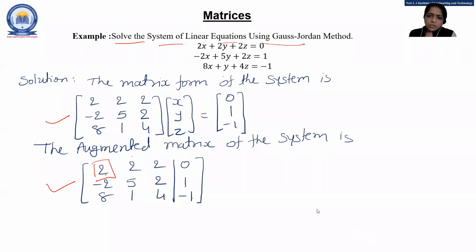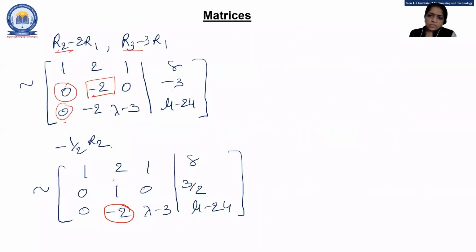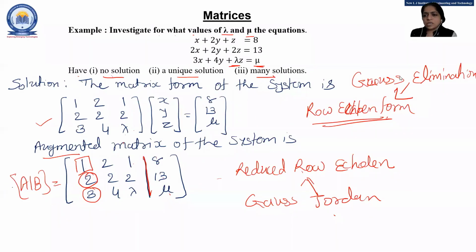Ishika, I already told you. I think you didn't. I already told you, Ishika, if they ask for Gauss elimination method, you have to go for row echelon form. They ask for Gauss-Jordan method, you have to go for reduced row echelon form. It's really very easy. I think you didn't hear this.